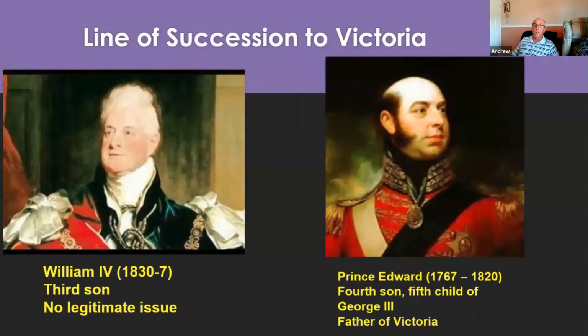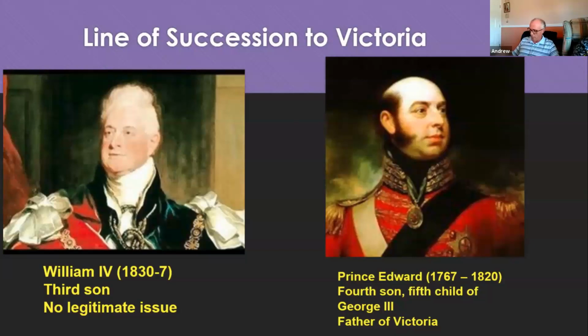And so then we look at Victoria's father, who is the fourth son, fifth child of George III, Prince Edward. And I met some dear friends recently who have connections to Prince Edward Island in Canada. And in fact, Prince Edward Island, if there are any Canadians out there, is named after this Prince Edward. He's going to be the father of Victoria. And he is going to die shortly after Victoria is born. So she never really has a relationship with him. She's essentially raised by her mother, which brings up all kinds of other issues.